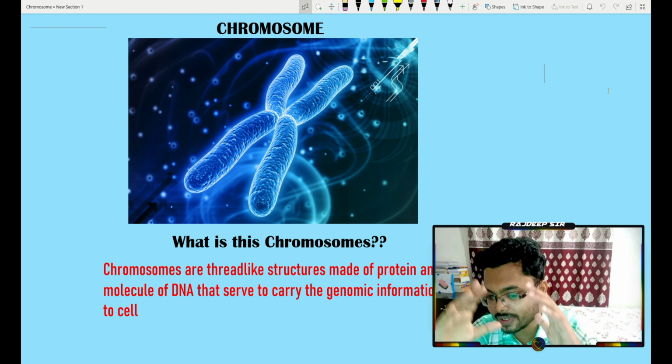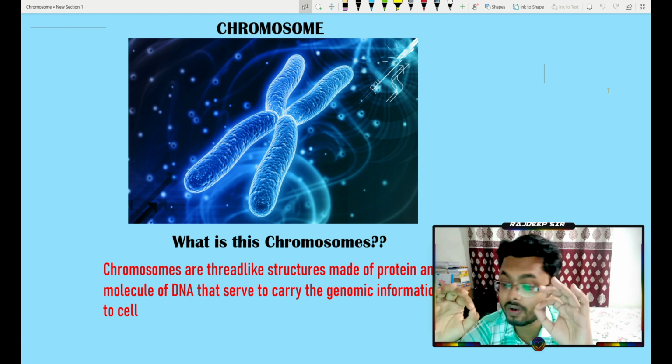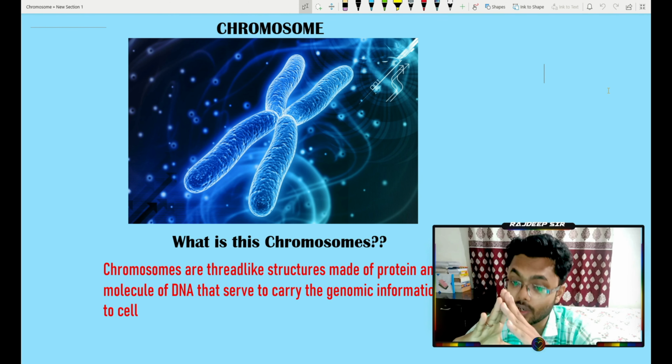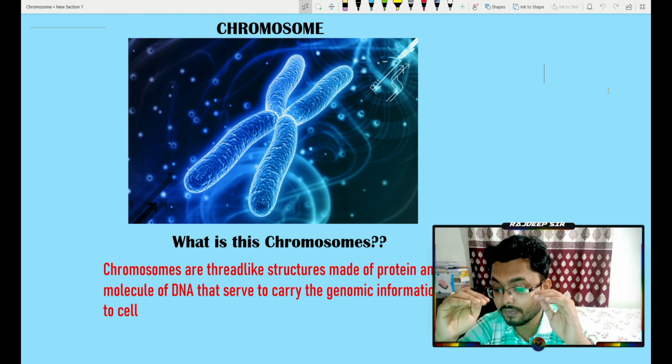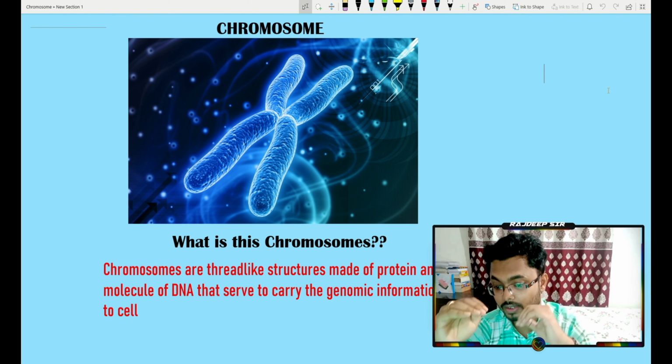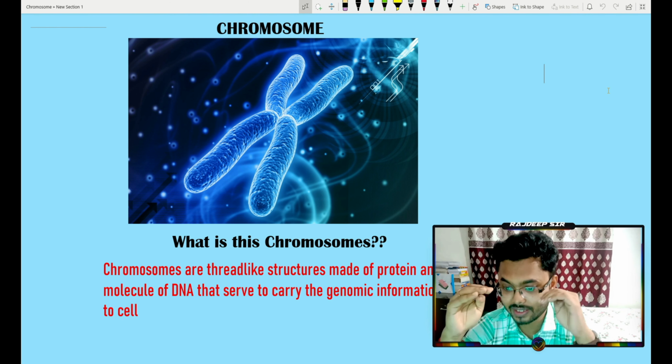So the definition, if you can tell what is this chromosome. See, the chromosomes are thread-like structures made up of protein and a single molecule of DNA that serve to carry the genomic information from cell to cell. Now what does this mean? What does genomic information mean? See, genomic information is nothing but the genetic information.